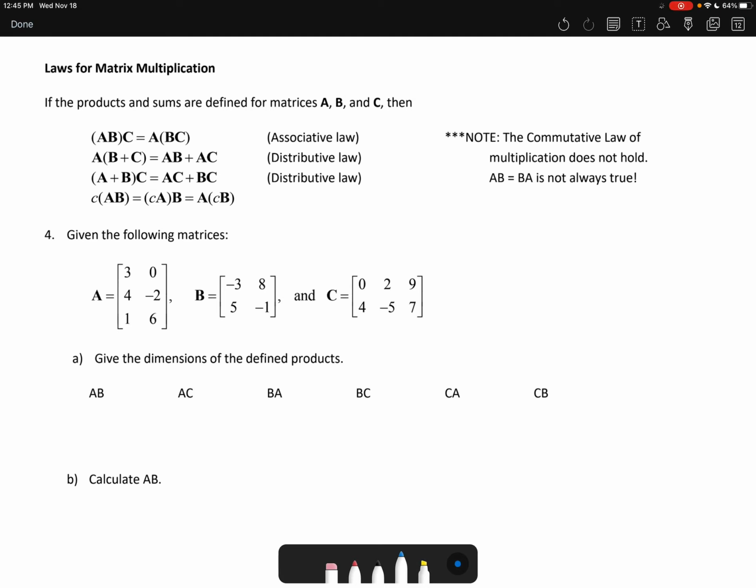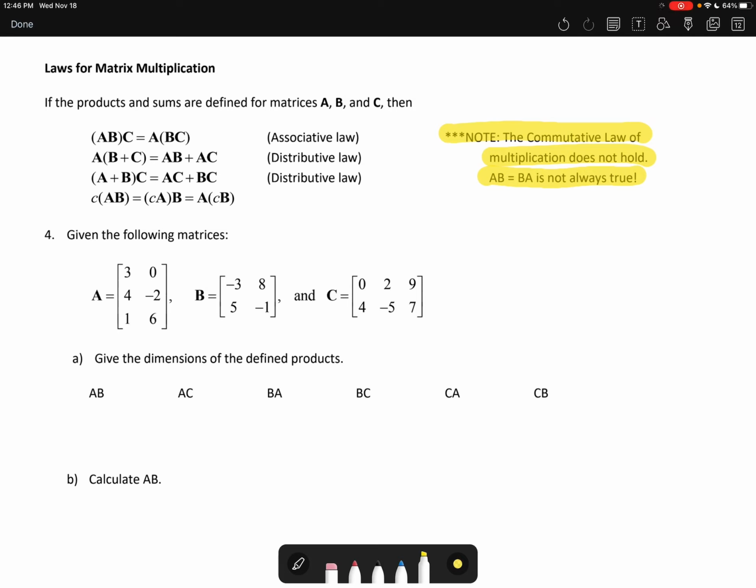And the scalar multiple one just means I can apply that scalar to whichever matrix I want to and then multiply the matrices together. But there's a huge important note over here, which is that the commutative law of multiplication does not always hold, which means you cannot always reverse them. A times B does not always equal B times A. In addition, it may be true or may not be true. You can't just assume that that's true.